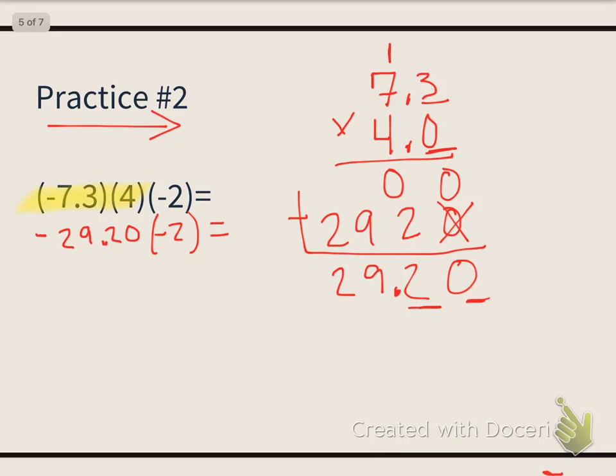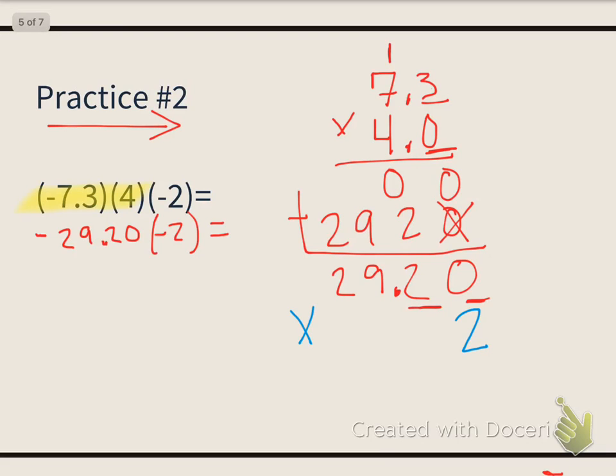Now I'm going to get a different color for this. That way all of our work's not running together. Okay, so I'm going to multiply 29.2 times 2. Notice that I don't have to line up my decimal places. Earlier, you can line up your decimal places if you want to be safe for multiplication, but you don't have to.